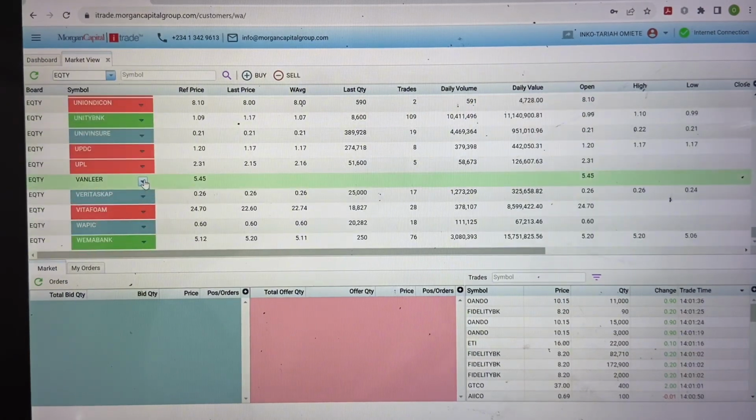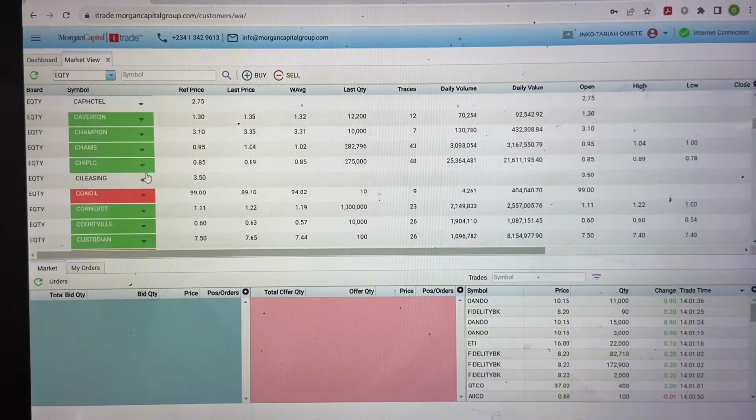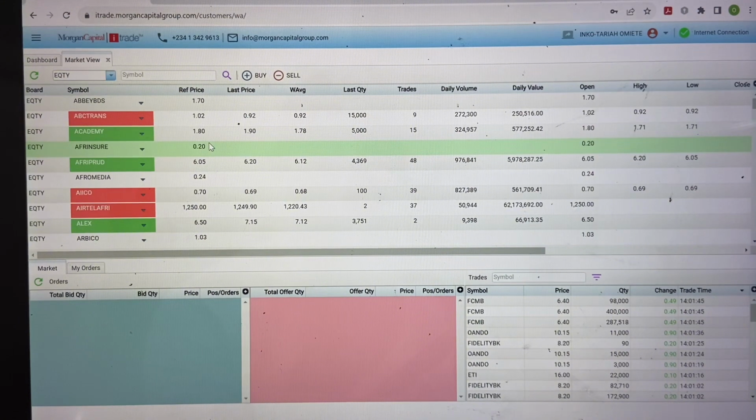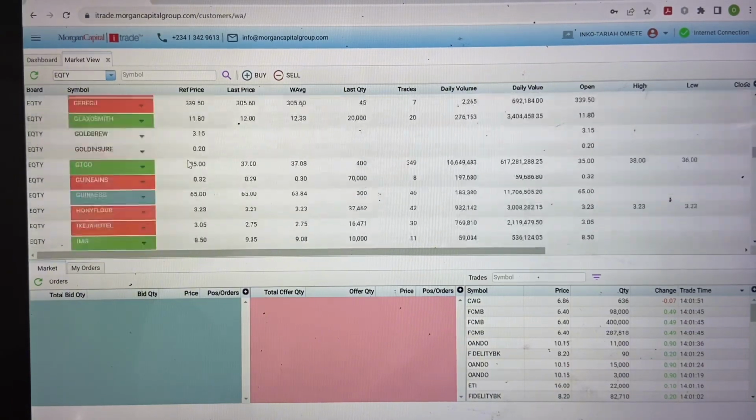If there are too many reds, then it's a bear market. But when you have a lot of greens, much more greens, especially when the biggest companies are showing green, then it's called a bull market.